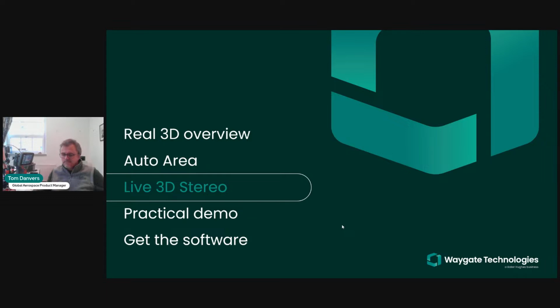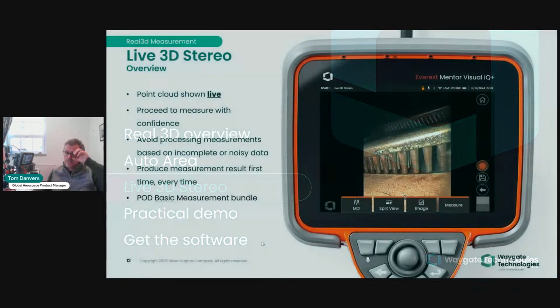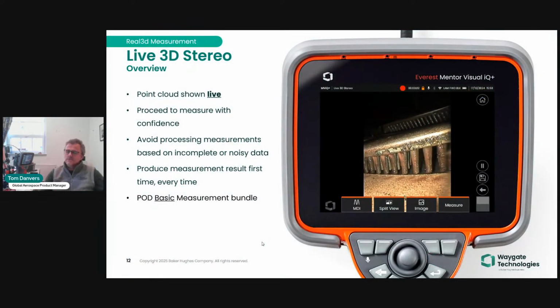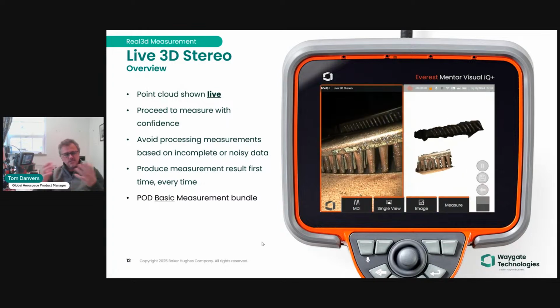So that's a little bit of information. Spent about 20 minutes talking about auto area. Let's switch over to Live3D stereo. So this is different. This is an image transform. This is not a measurement type, but it's associated with measurement.